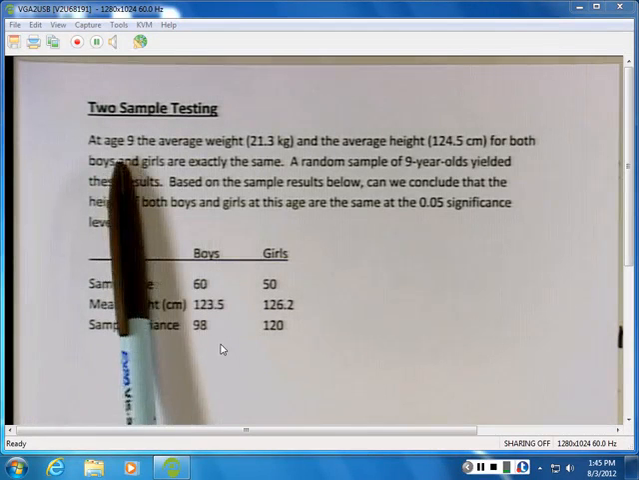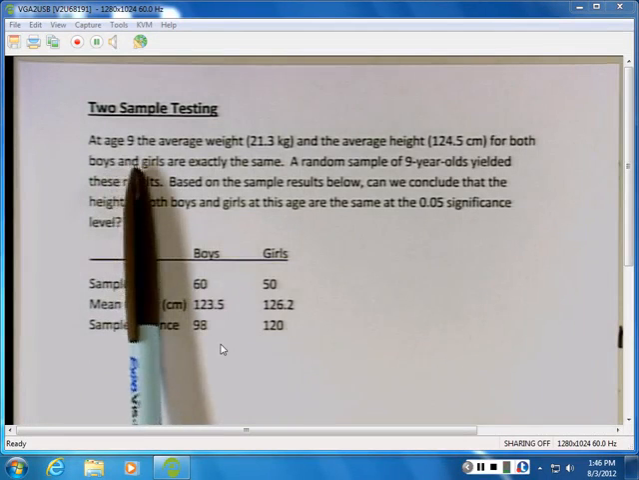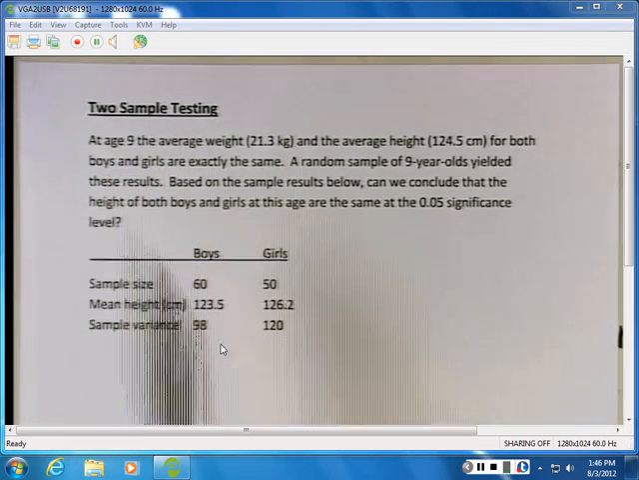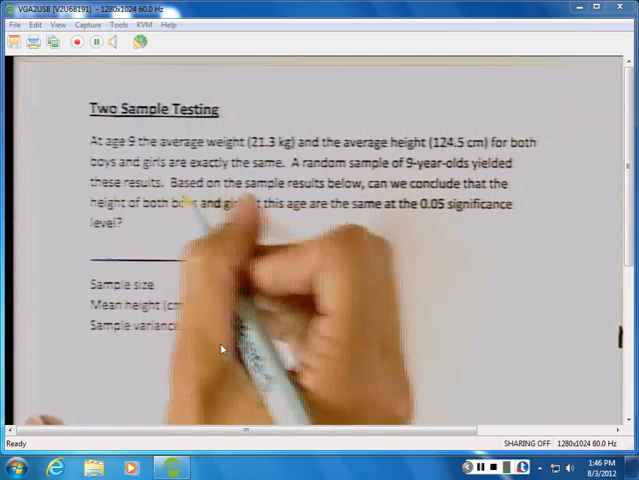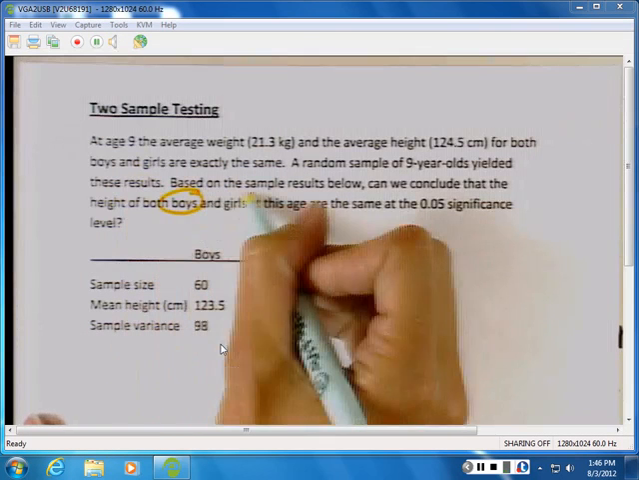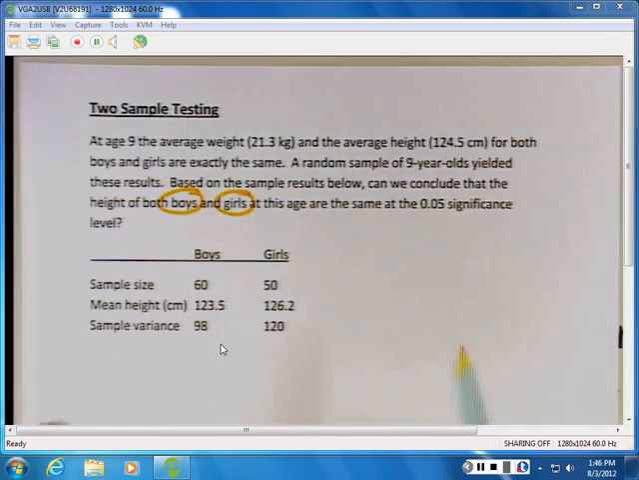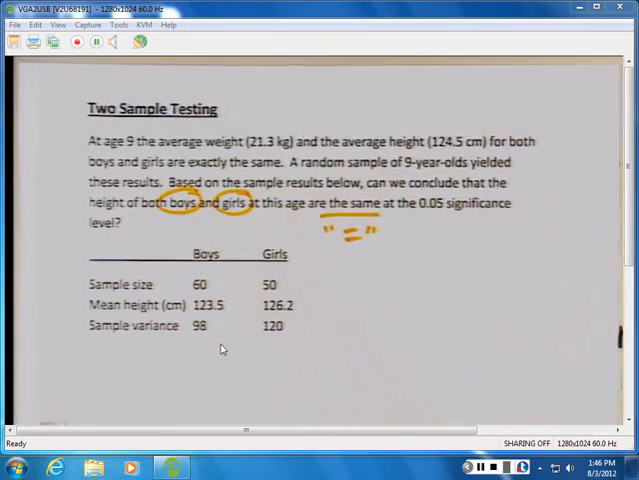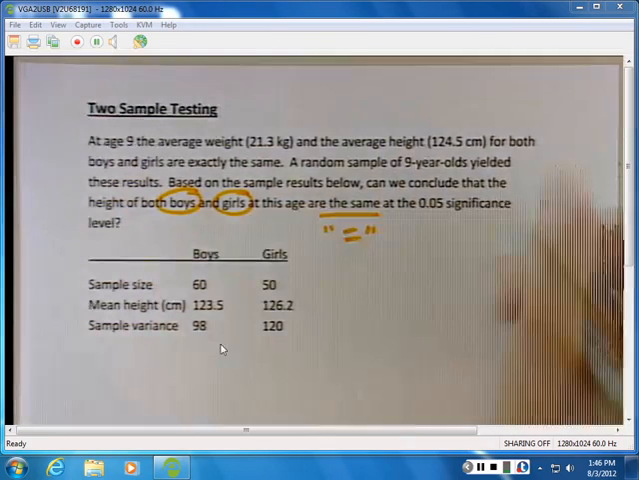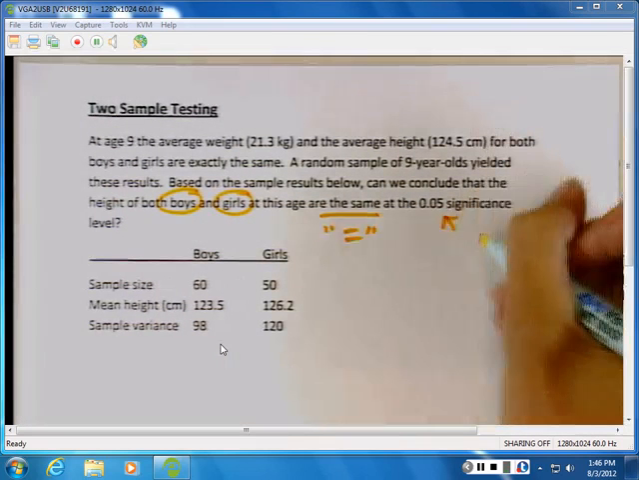At age 9, the average weight and average height for both boys and girls are exactly the same. A random sample of 9-year-olds yielded these results, and we see the results of the samples below. Based on the sample results, can we conclude that the height of both boys and girls, there are our two samples, are the same, which looks like an equal sign for our hypothesis, at the 0.05 significance level. So this is our alpha.